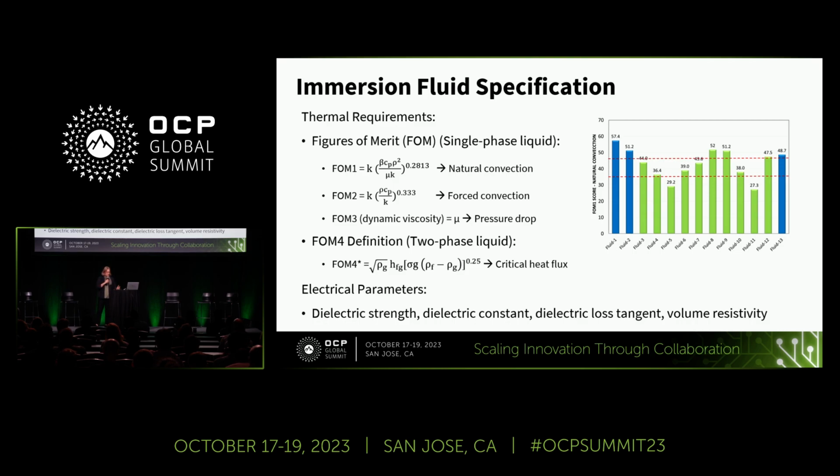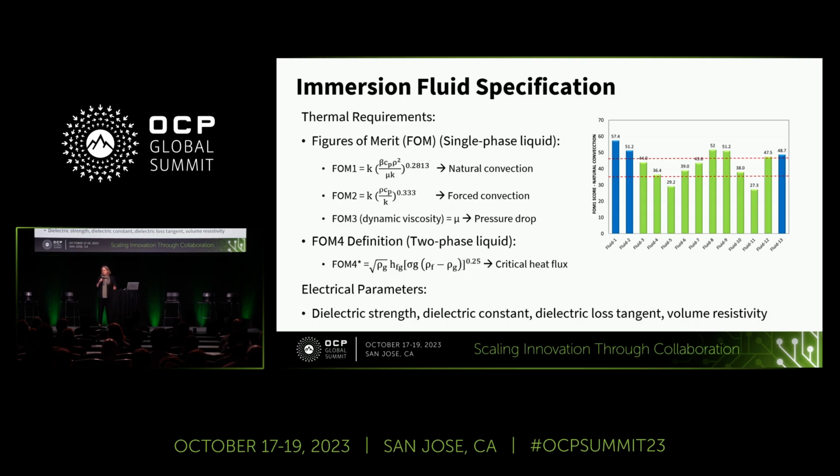For single-phase immersion, figure of merit 1 is based upon the Nusselt number of natural convection between 2 plates in a heat sink. If we take all the dimensions out of the Nusselt number, we end up with this expression, and that's figure of merit 1. It depends upon thermal conductivity, thermal expansion coefficient, specific heat, density, and dynamic viscosity. So instead of specifying each of those parameters separately, we're putting them together in figures of merit.